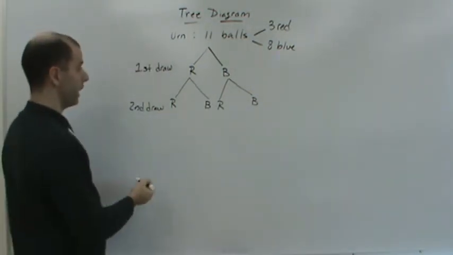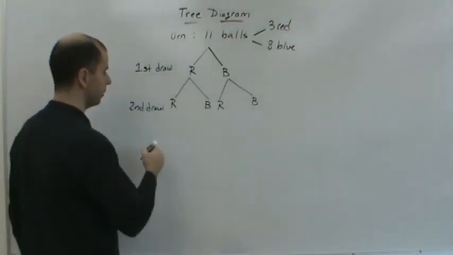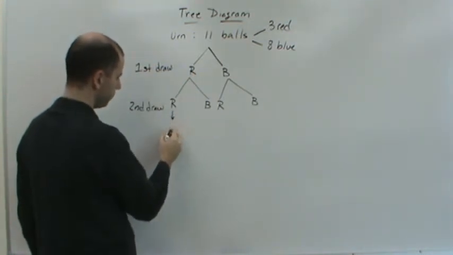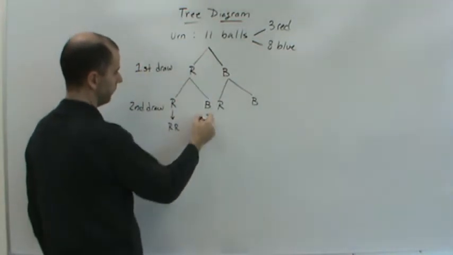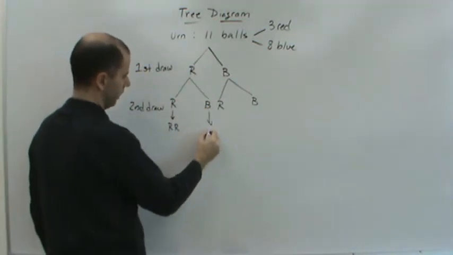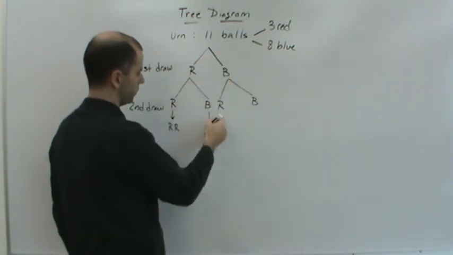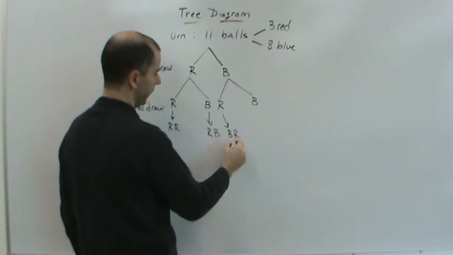Okay, so what are the possible outcomes? I just go down each branch, and that's going to be a possible outcome. If I go down this branch, I could get a red and a red. If I go down this branch here, I could get red and then a blue. And then if I go down this branch here, I could get a blue and then a red.